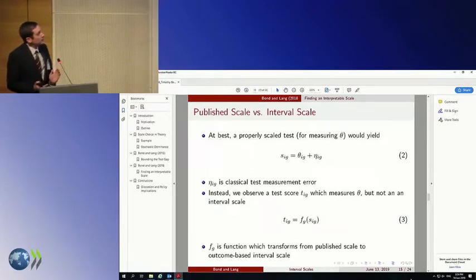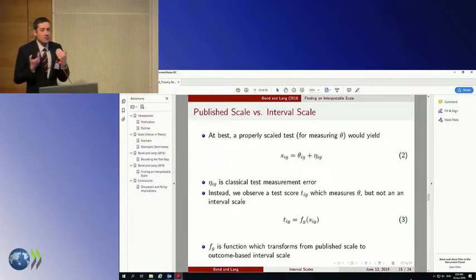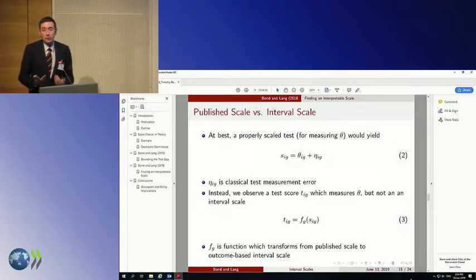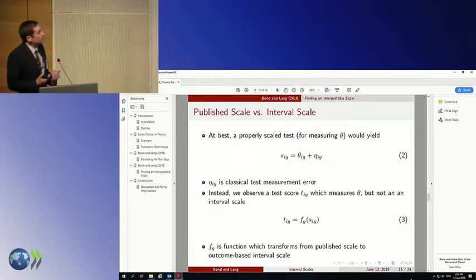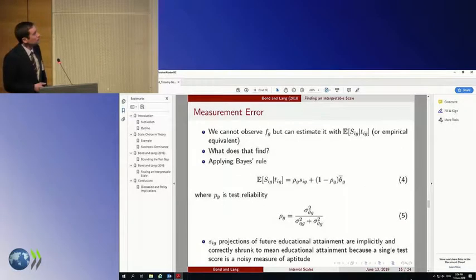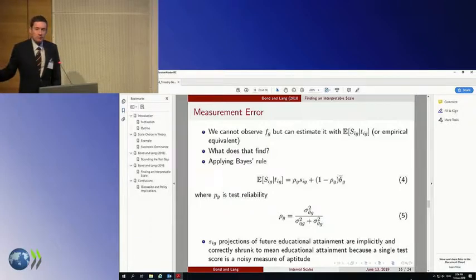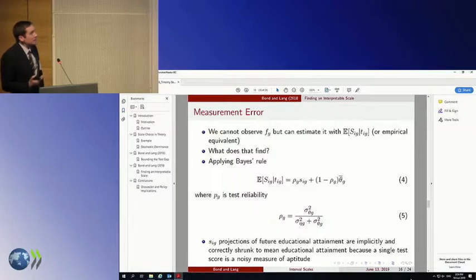So the way to interpret this is that what we're actually going to be observing, t, is some monotonic nonlinear transformation of the latent variable theta. So the challenge is going to be how can we go from our little t to get to something that closely approximates theta. So we can't observe the function that goes from theta to little t, but we might be able to estimate it using the adult outcomes themselves.